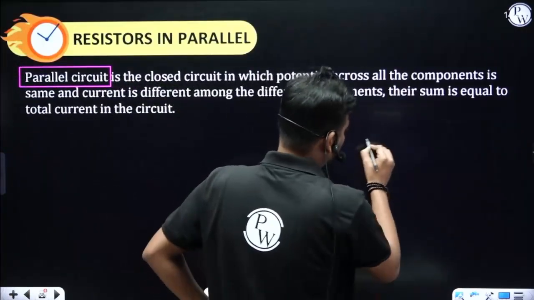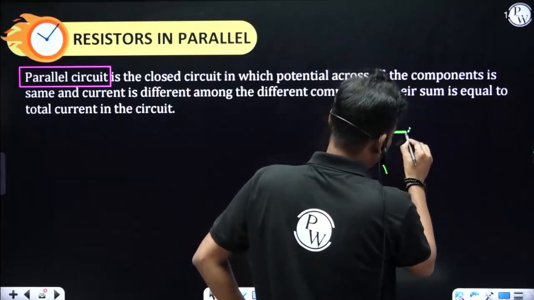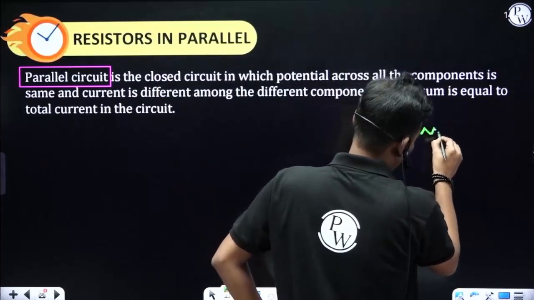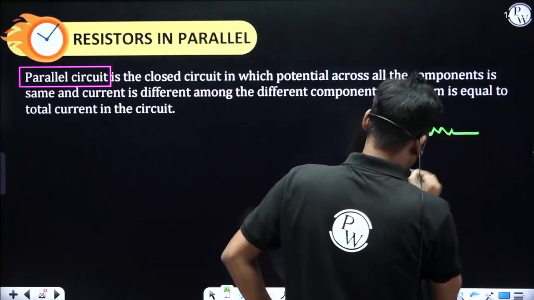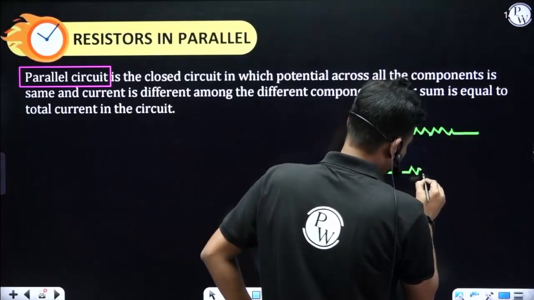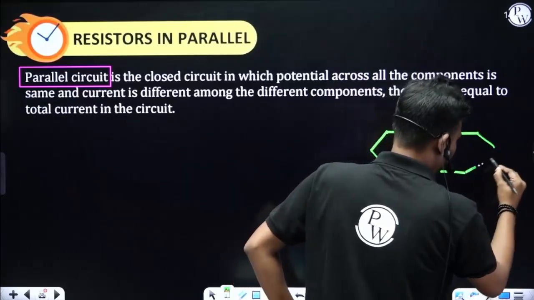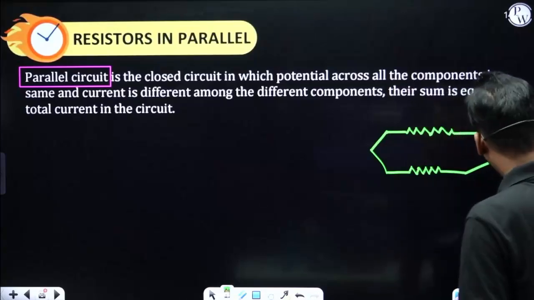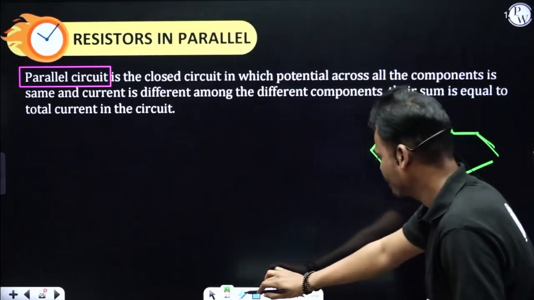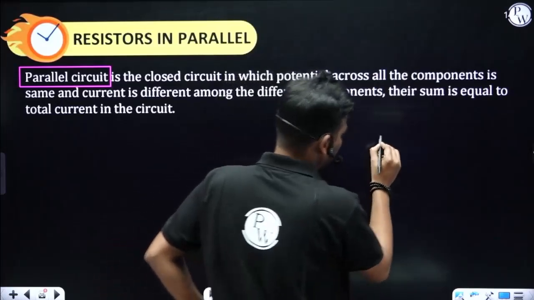So what is the circuit of this parallel combination? Let's consider two resistors. The diagram should be very neat.